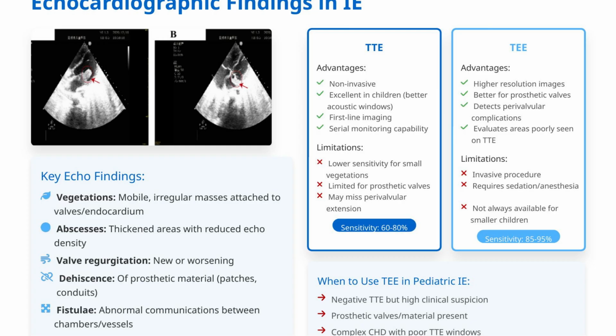However, TTE has limitations, including lower sensitivity for small vegetations, limited utility for prosthetic valves, and potential to miss perivalvular extension. Transesophageal echocardiography, or TEE, offers higher resolution images and better evaluation of prosthetic valves and perivalvular complications, but it's invasive, requires sedation or anesthesia, and may not be available for smaller children.